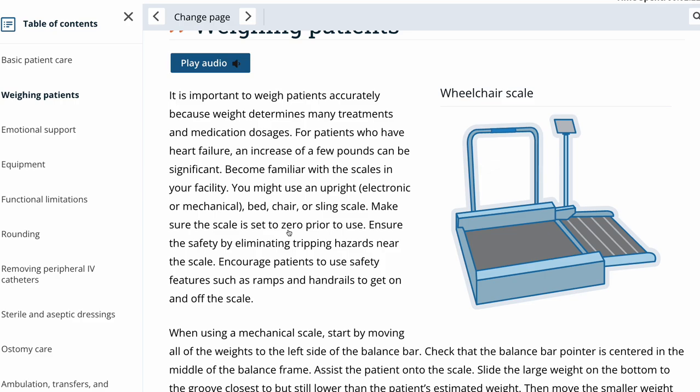Or I may zero out the scale. I may know that the wheelchair is 15 pounds, but then when I take the patient's weight, I'll subtract 15 from it because I know that 15 of those pounds was the wheelchair. So there are little things we have to do and be conscious of.